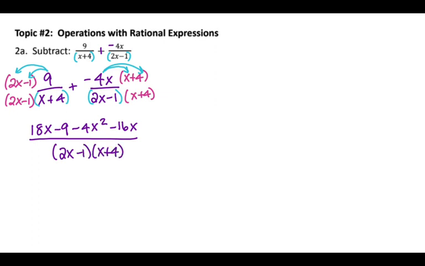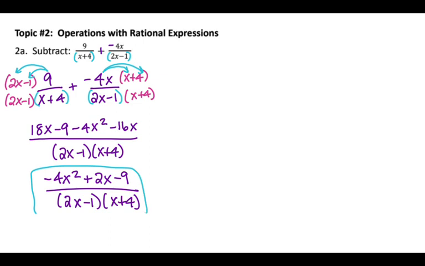Now for my numerator, I can combine like terms and rearrange. I'm going to put my negative 4x squared first. 18x minus 16x is 2x. And then finally, minus 9, all over my common denominator, which was 2x minus 1 and x plus 4. And this is your final answer.